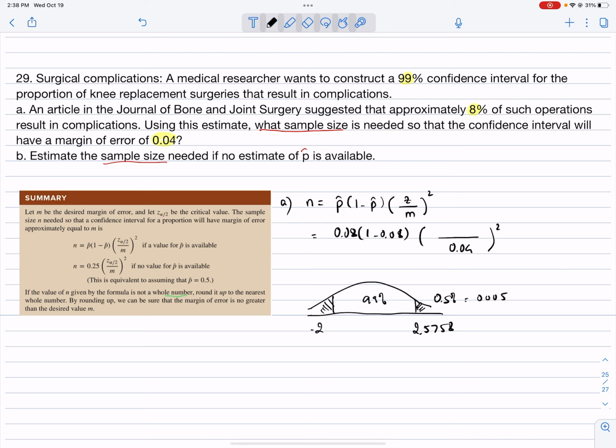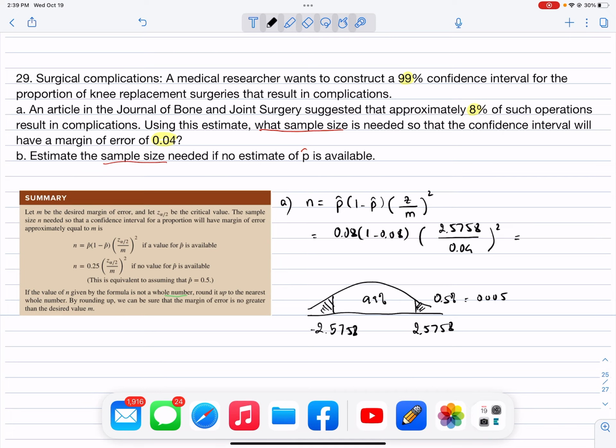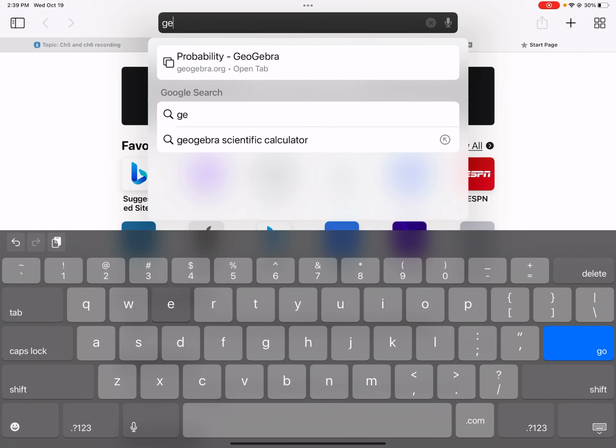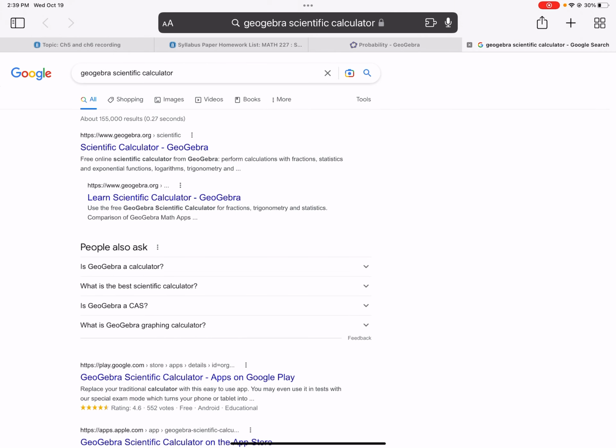The other side is negative 2.5758. Now you put in 2.5758, either positive or negative, because when we square, we will get the positive answer anyway. So we will input those numbers in the calculator. So I use the GeoGebra Scientific Calculator.